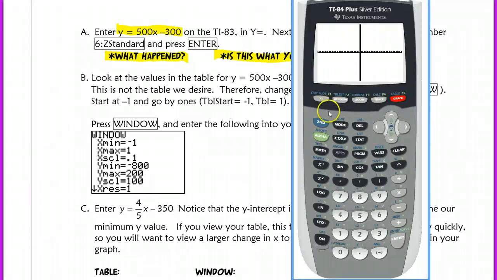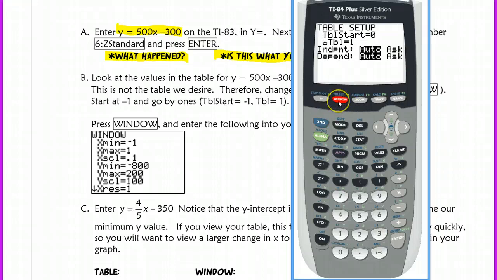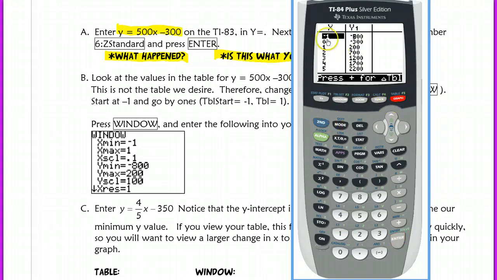This little table key is actually right above the graph. You're going to hit second, table. And now I see some values. At 0, I'm all the way down at -300. Okay? So I actually want to set my table here by doing second, table set. And the table start, I can adjust this and start at -1 or -5, whatever I want. But now you can see when I go back to my table that now that value is popping up at -1. So to set your table, it's right here under table set. To actually view your table, you go to second, table, which is right above the graph key, and that's how you're going to look at some values.